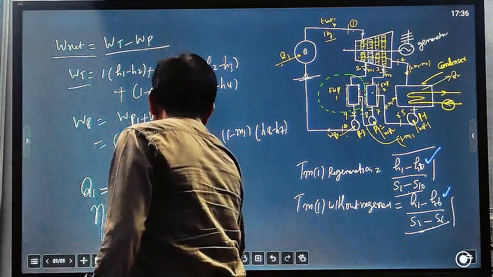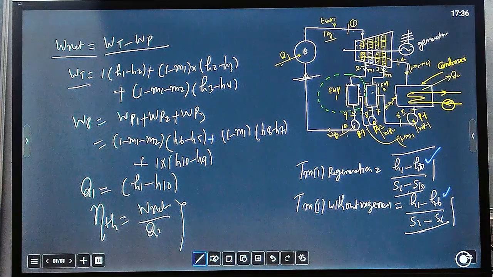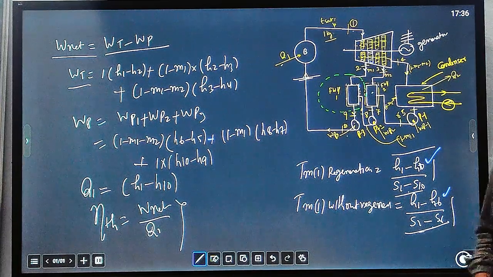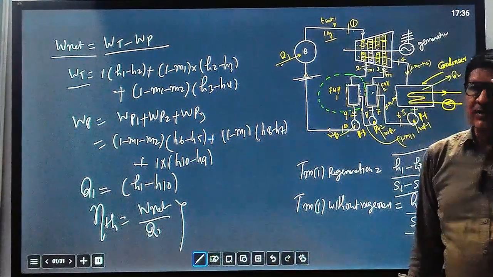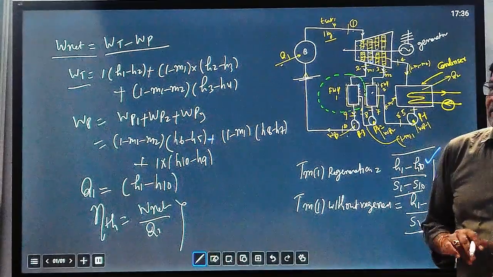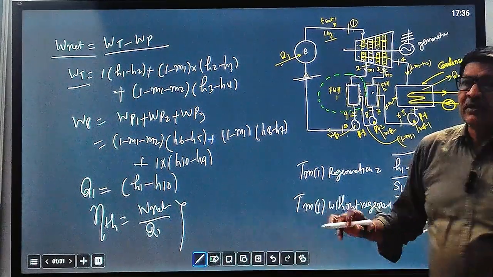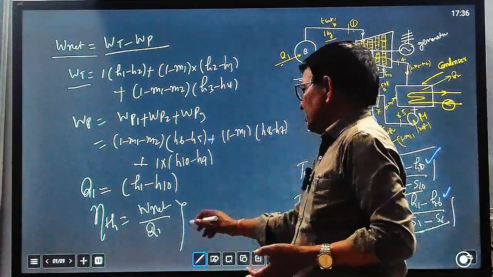So now you put all these values. It is the same thing that we have calculated for any cycle, whether it is a single stage cycle, reheat cycle or regenerative cycle. These formula equations remain the same, only terms will increase, number of steps will increase, but equations remain the same. So this is the thermal efficiency.